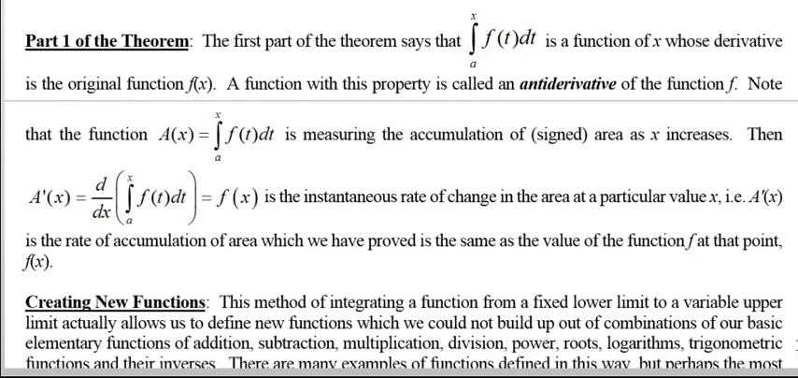So its derivative, the derivative of the integral of f of t, is f of x, the instantaneous rate of change of the area at a particular value of x. In other words, A prime of x is the rate at which the area is accumulating as we move to the right, and we found out that that is the same as the value of the function at the right end of that interval. So it's interesting, it's growing along essentially a line segment whose length is the height of the function at that point. That's kind of an interesting result.